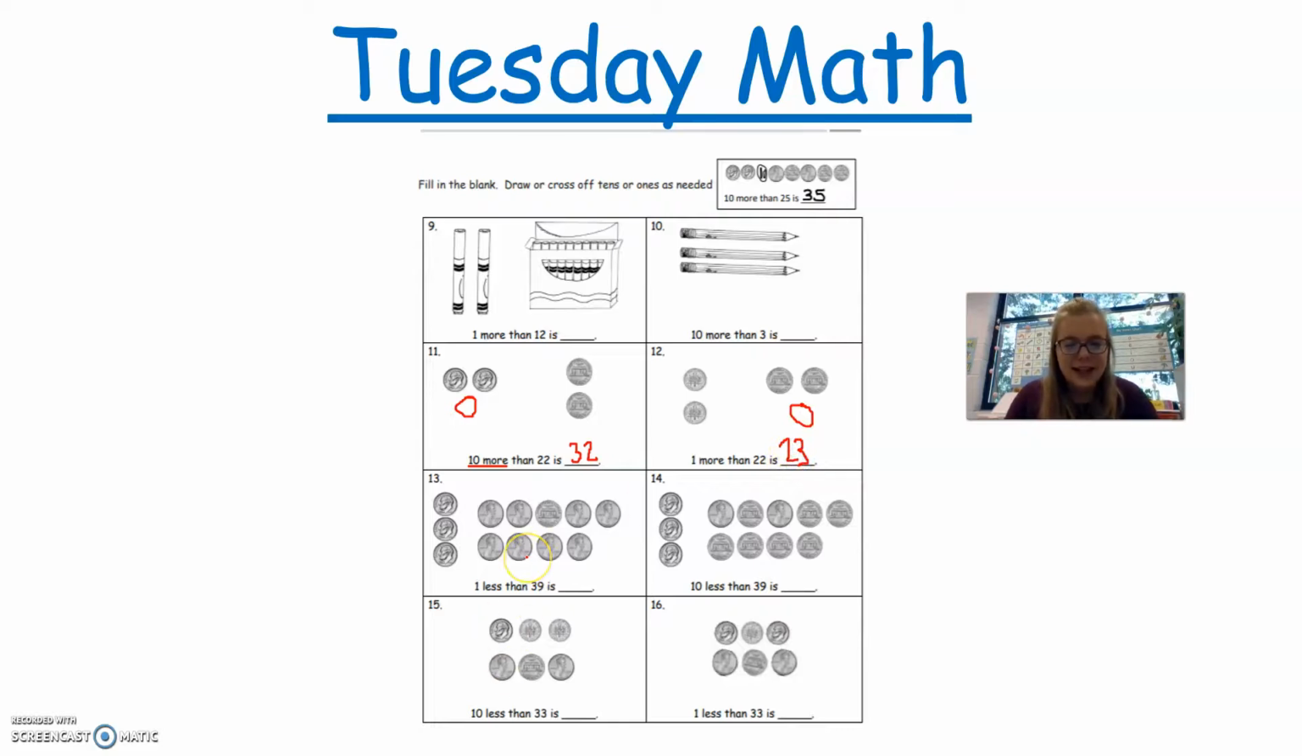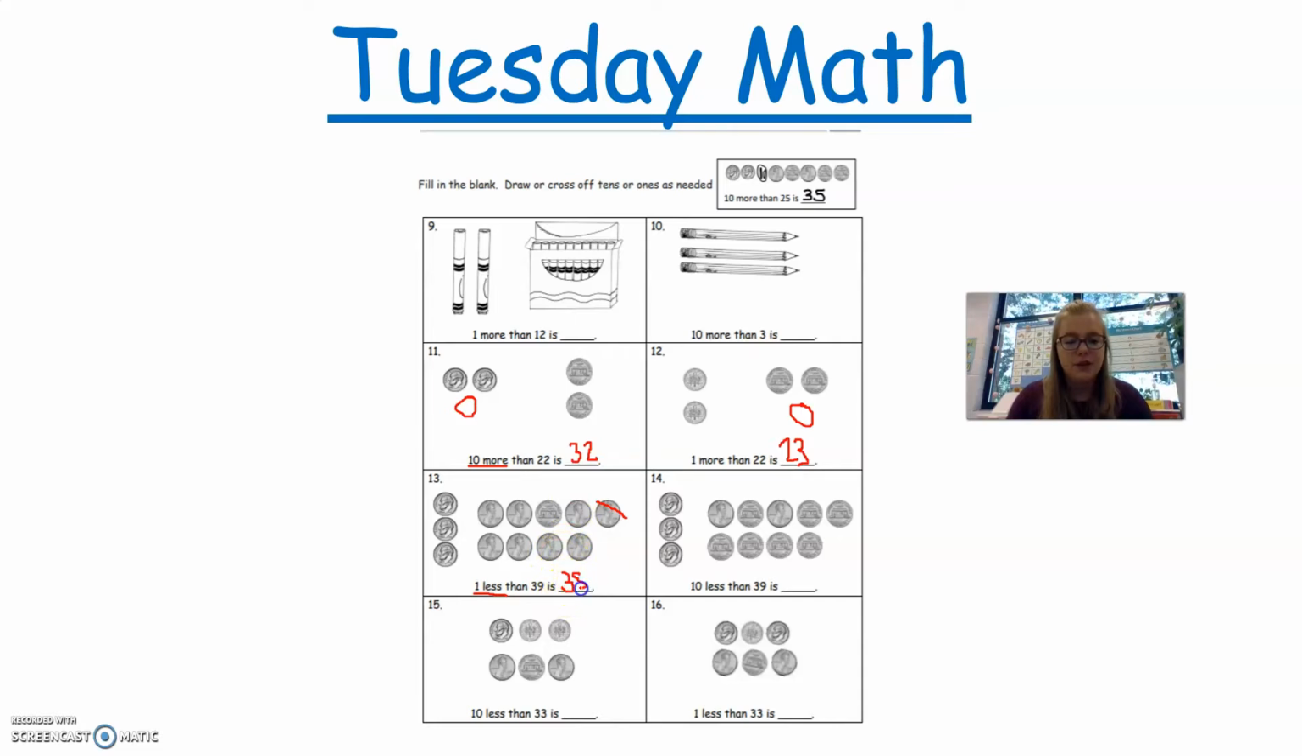Alright, and then for less, I want 1 less than 39. 1 less. So I know for less, I'm going to cross 1 out. Should I cross out a dime or a penny? A penny, right? Because I want 1 less. Now I have 10, 20, 30, 31, 32, 33, 34, 35, 36, 37, 38.